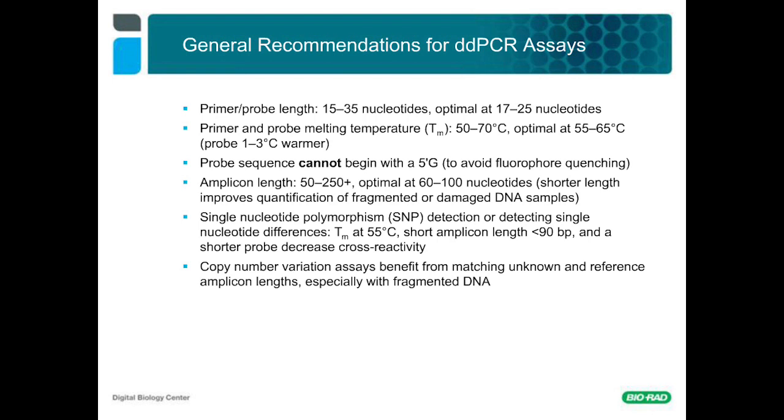Again, remember that shorter length amplicons improve quantification from fragmented or damaged DNA samples. Single nucleotide discrimination assays should have a TM around 55 degrees, have a short amplicon length of less than 90 base pairs, and be designed with a short probe in order to decrease cross-reactivity. Copy number variation assays benefit from matching unknown and reference amplicon lengths, especially with fragmented DNA.